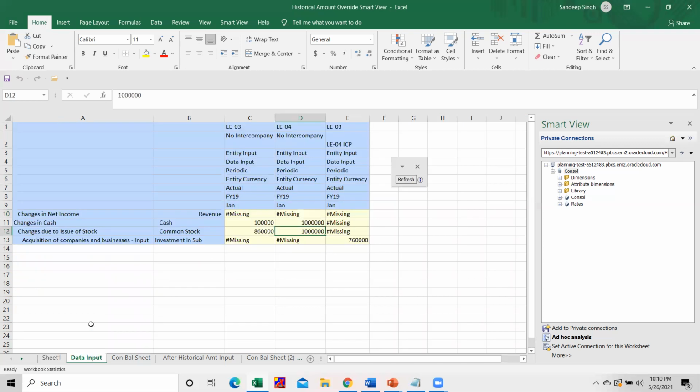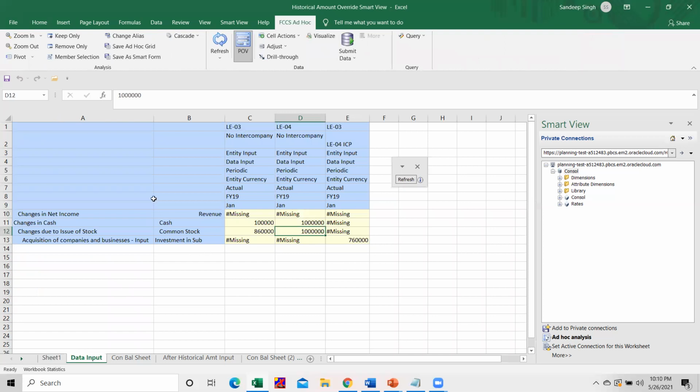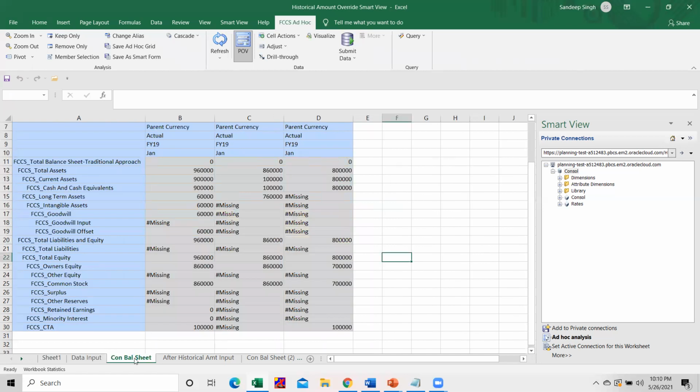So this is my data input sheet where I have input the trial balance numbers for both the entities. Now let's see the consolidated balance sheet numbers. In this sheet, the outcome is that we have not yet defined any historical account, historical rate or historical amount. Therefore, we are getting these numbers.